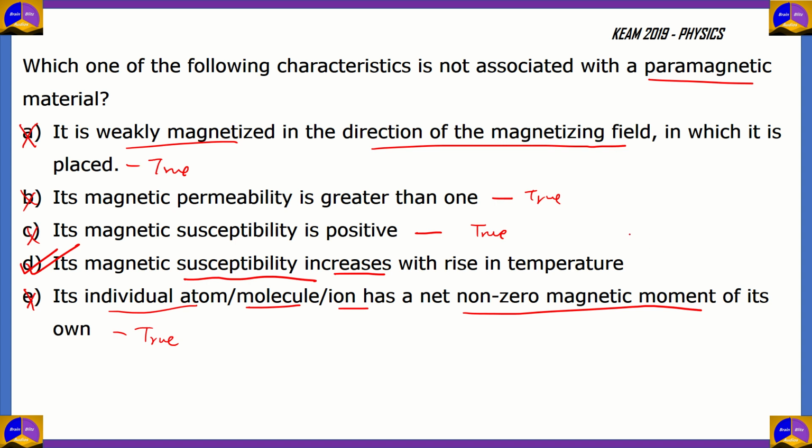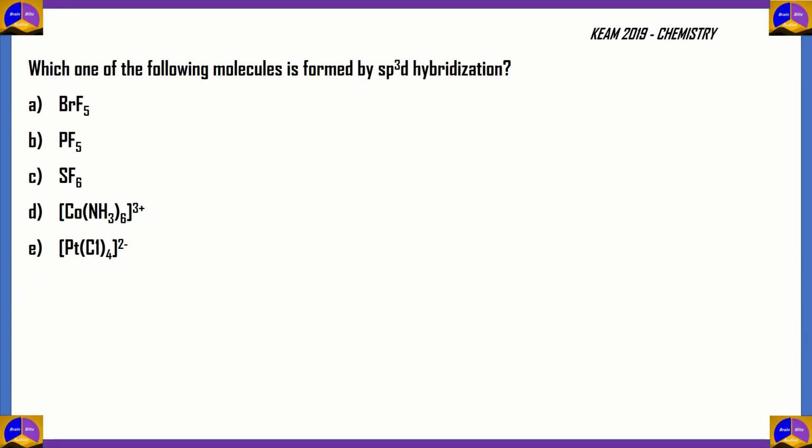In fact, the susceptibility of paramagnetic materials actually decreases with rise in temperature because the magnetic susceptibility of a paramagnetic material is inversely proportional to temperature. So, option D turns out to be the right option in this scenario. Now let's look at the next question.